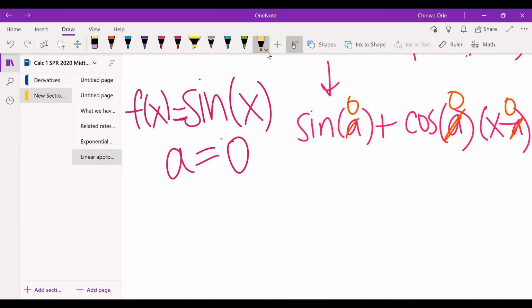What's cosine of 0? 1. So cosine of 0 is 1. And sine of 0 is 0. Perfect. And of course, this is just x. So your answer is going to be what? 0 plus 1 times x. x. I think that's B on there.